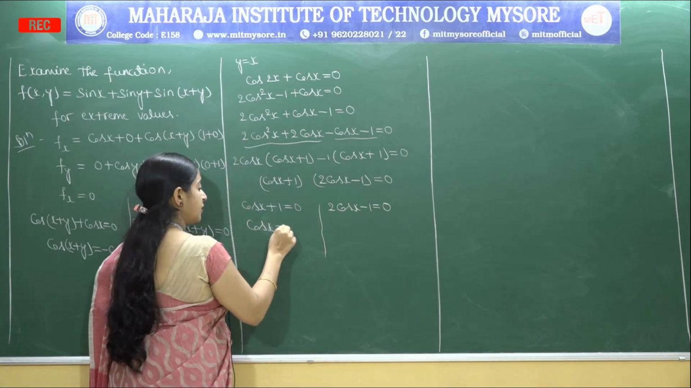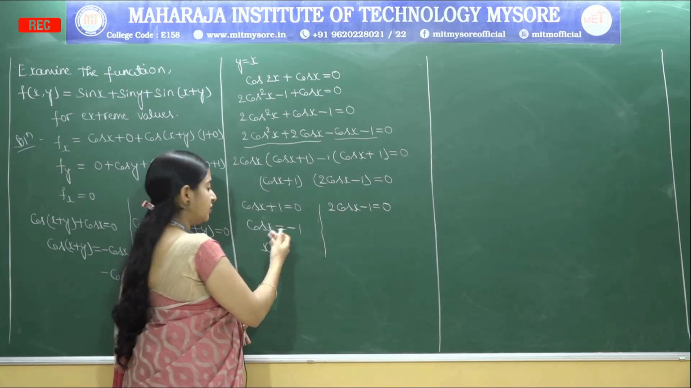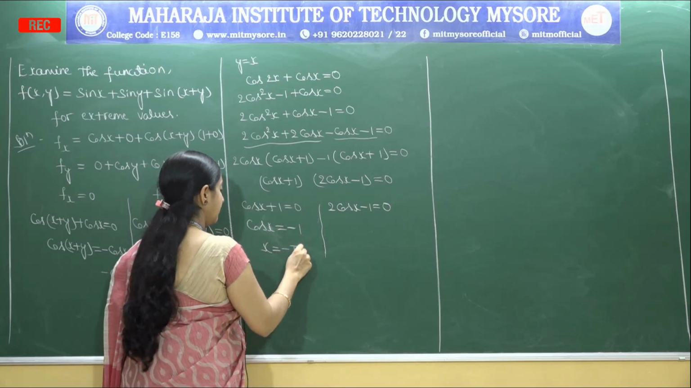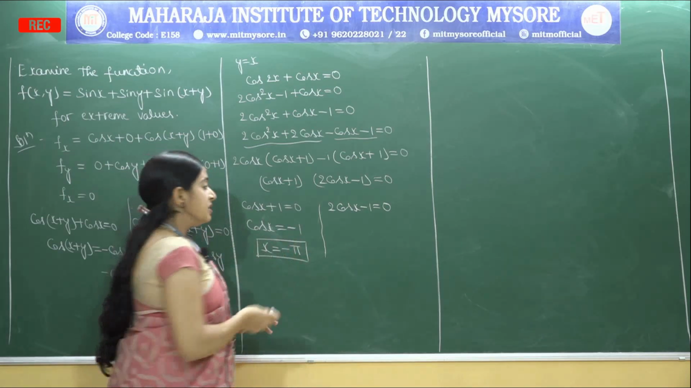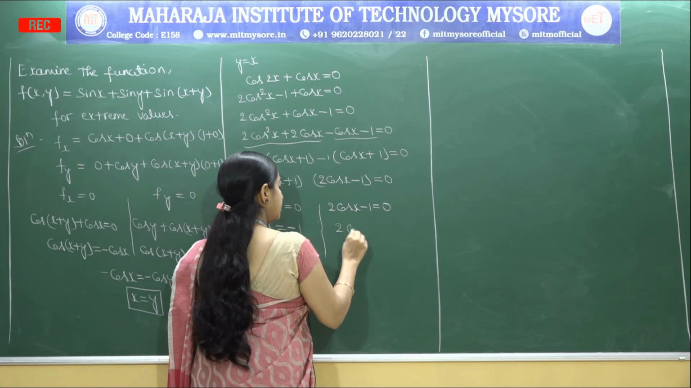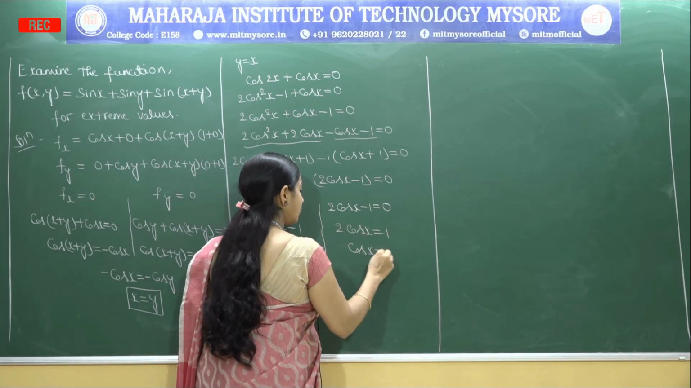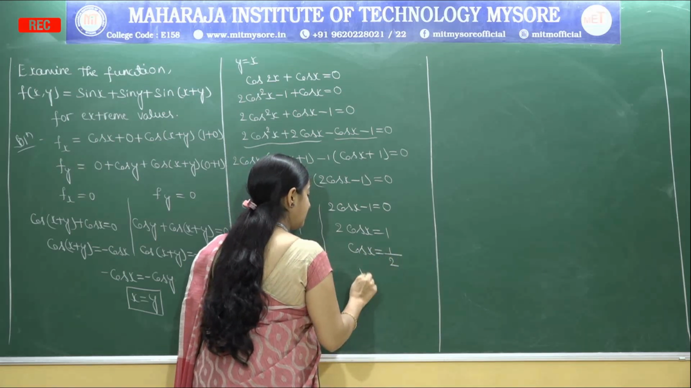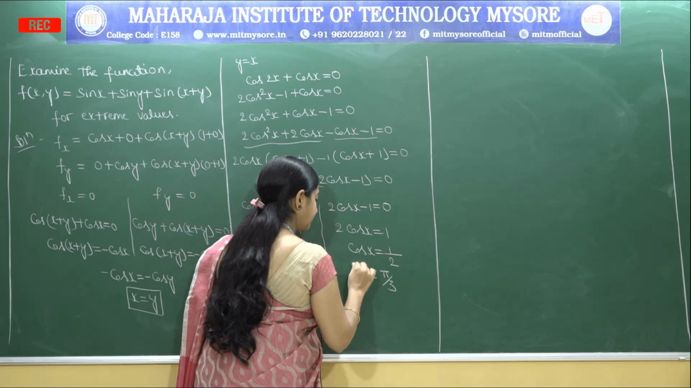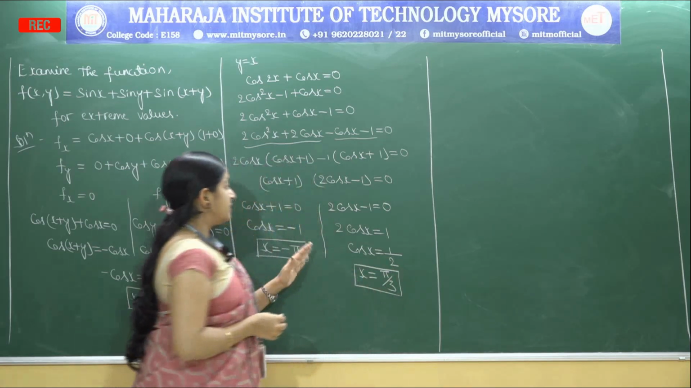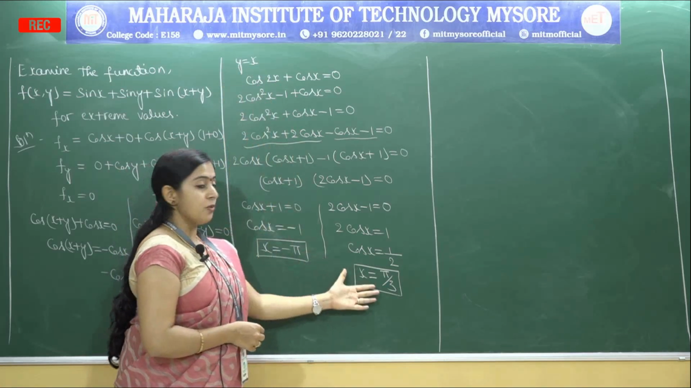So cos x equals minus 1, x equals cos inverse of minus 1. You know the cos inverse of minus 1 is pi, and since you have the negative sign, we will get minus pi. Similarly, the second part, 2 cos x equals 1, cos x equals 1 by 2, or x equals cos inverse 1 by 2, you will get pi by 3. Since x equal to y or y equal to x, you consider, you got the x points.